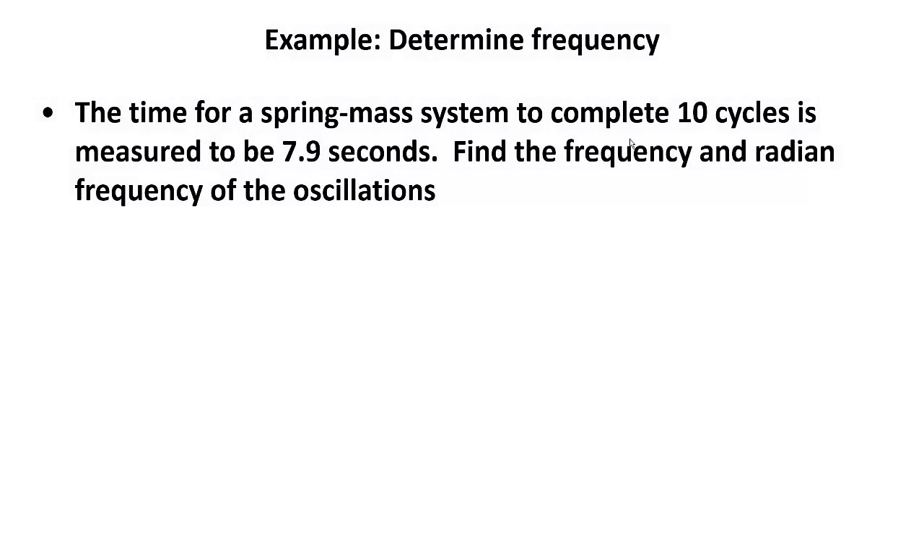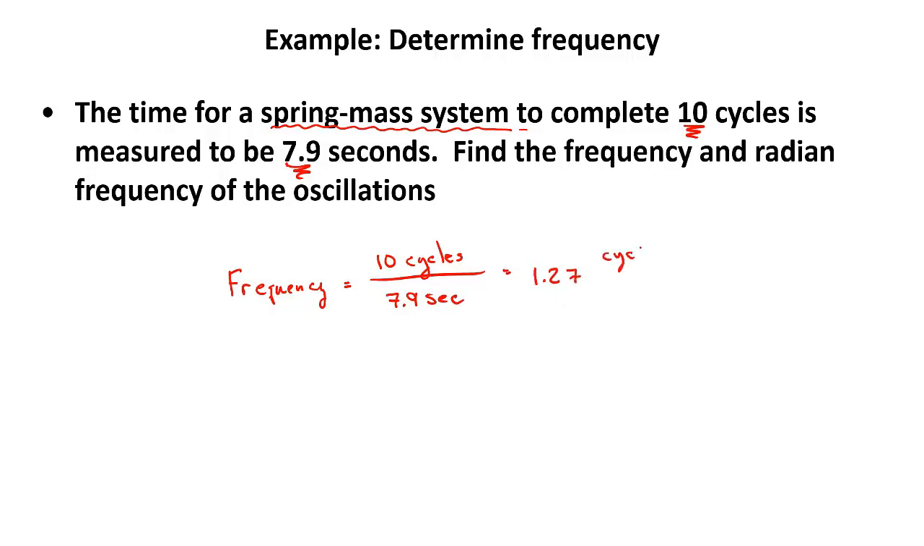Suppose we have a spring mass system and the time required to complete 10 cycles is measured to be 7.9 seconds. The frequency then is the number of cycles per 7.9 seconds. 10 over 7.9 is about 1.27, and the units are cycles per second. So we calculate that the mass goes through 1.27 cycles every second, which is the same as 1.27 hertz.